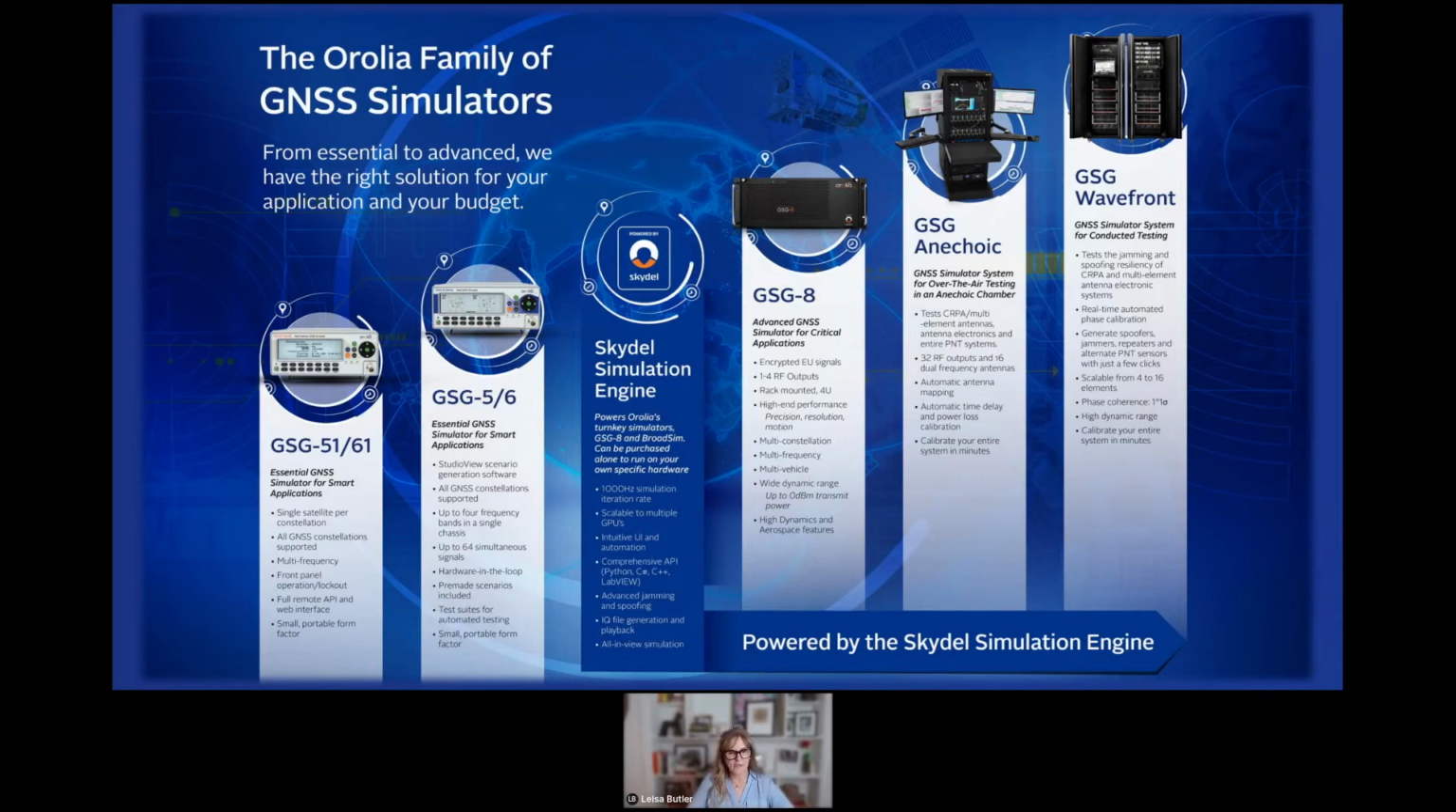The example I was just talking about was the drone customer who had some Orolia simulators that had to be upgraded. They had the one on the left, the GSG-5. This is what they had, and it only has 1 RF, so they would have had to have 2 devices to support 1 device under test with 2 antennas. So even by upgrading to the GSG-8, it was cost effective.